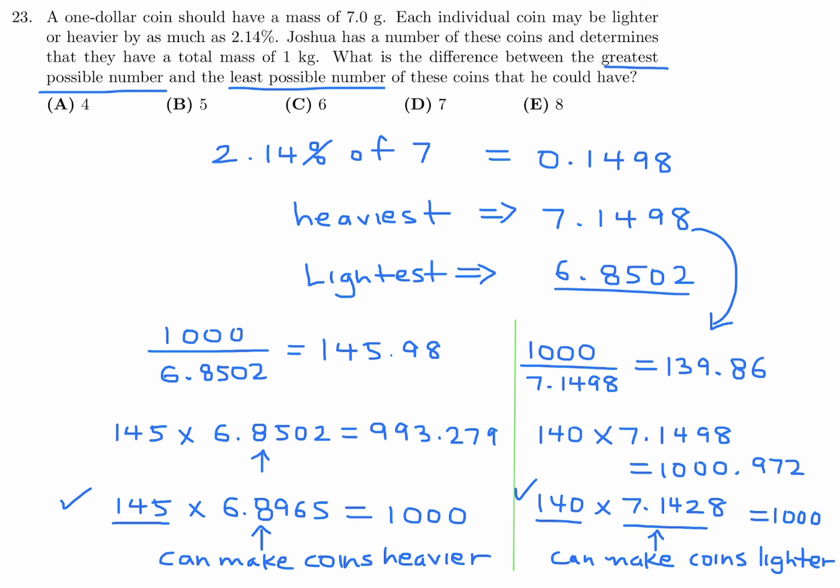So they want the difference, right? They basically want you to take 145 and 140 and get the difference. And the difference, of course, is 5. So number 23, the answer is B.